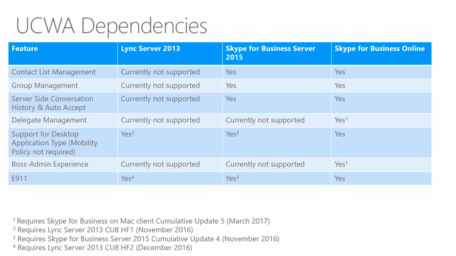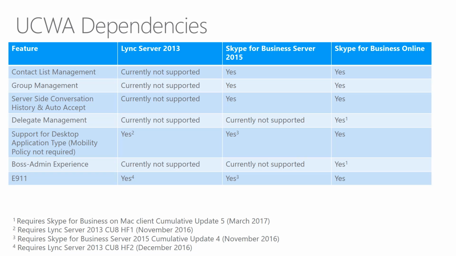Support for desktop application. This is the ability to not have a mobility policy in order for Skype for Business on Mac clients to log into your infrastructure. So this is currently supported on Lync Server 2013 as long as you have CU8 Hotfix 1, which was released in November of 2016. It's supported on Skype for Business Server 2015 as long as you have Cumulative Update 4, which was released in November of 2016. And then it is supported in Skype for Business Online.